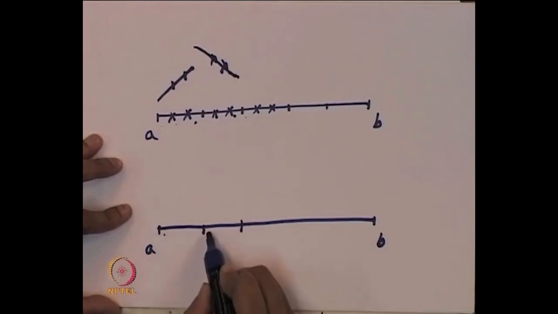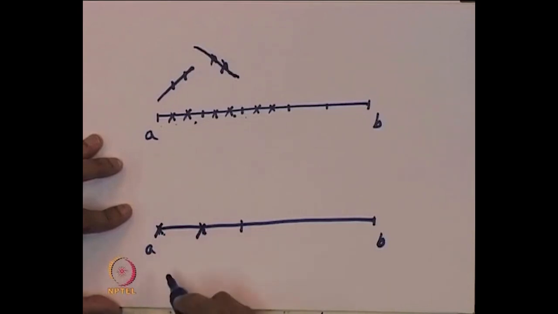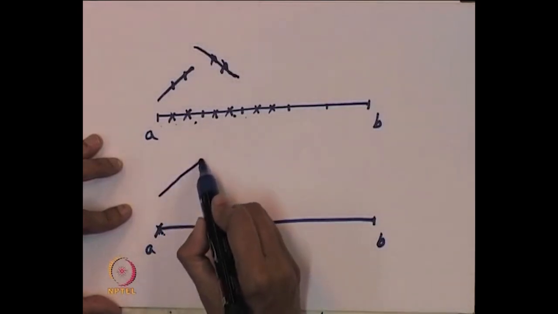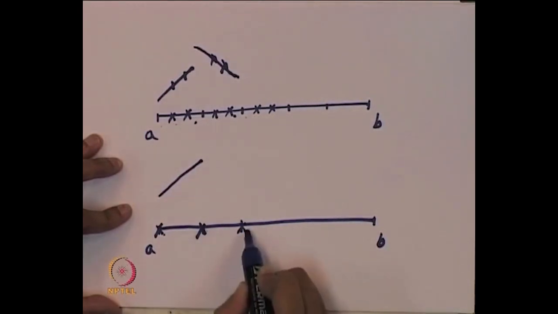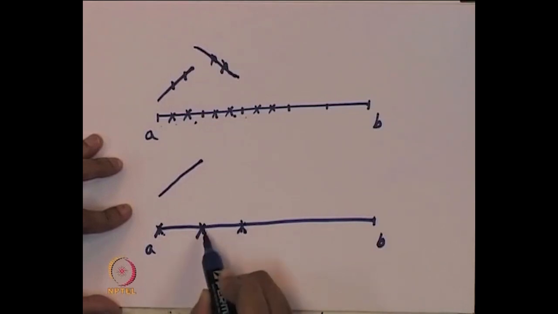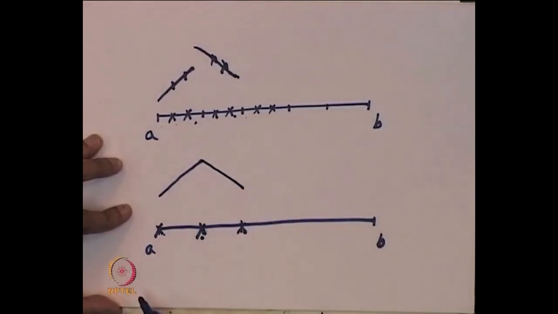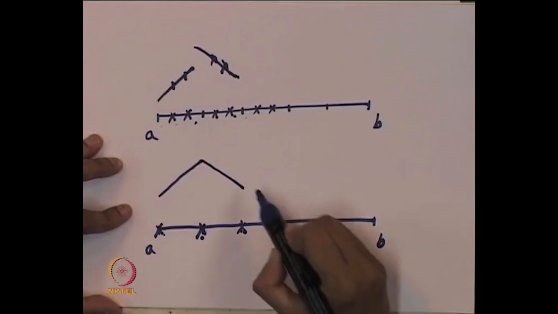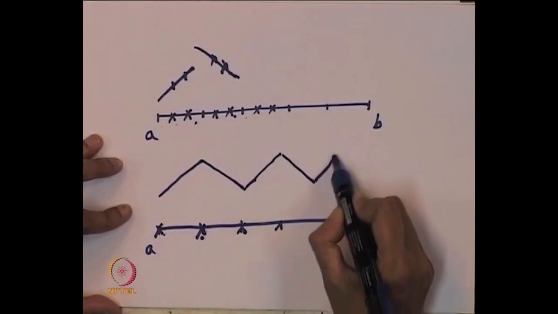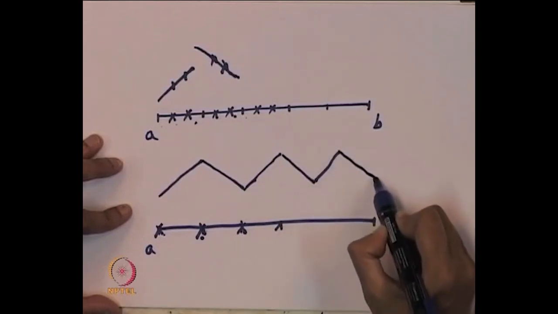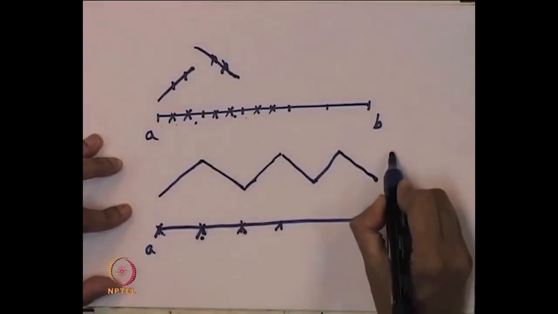When I consider this interval, take the interpolation points to be the end points. So, I will have some function. Now, in this interval, take these two as the interpolating points. So, this interpolation point is common. So, you are going to have a polynomial here, then a polynomial here, and so on. So, this will be piecewise linear.